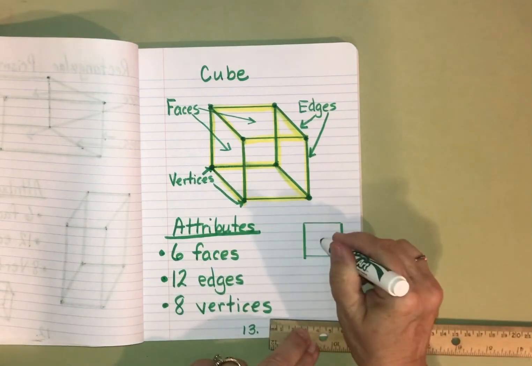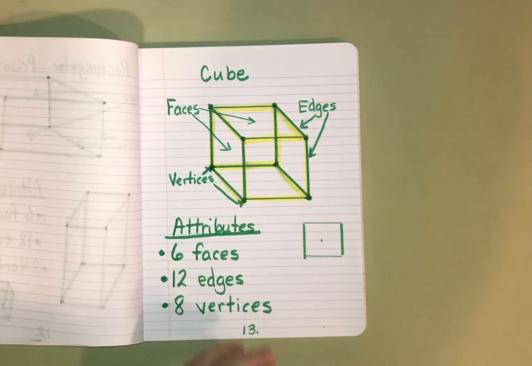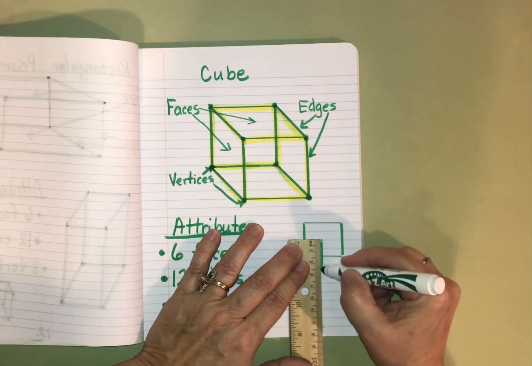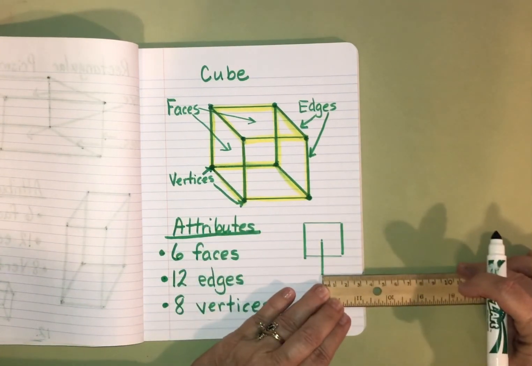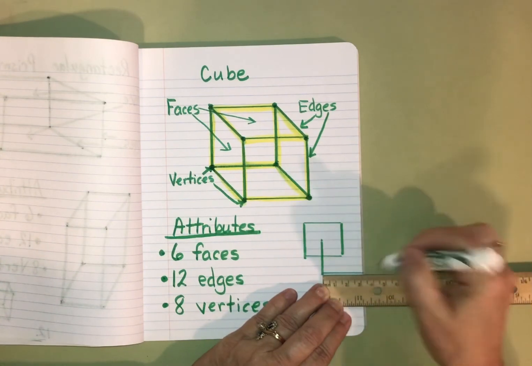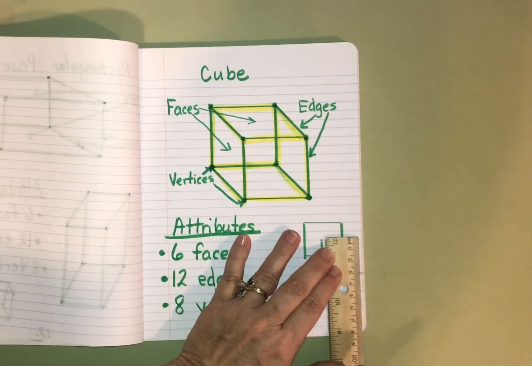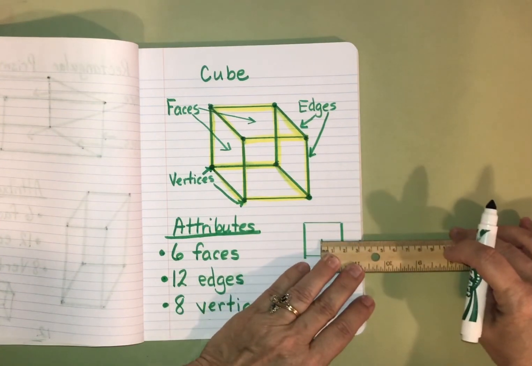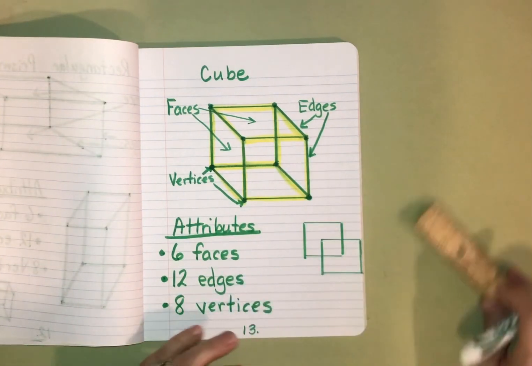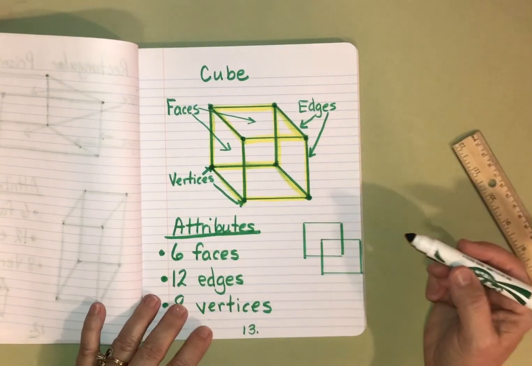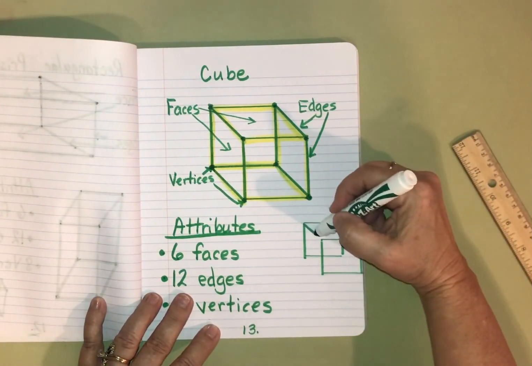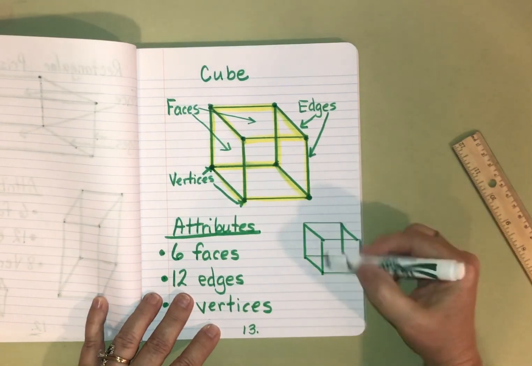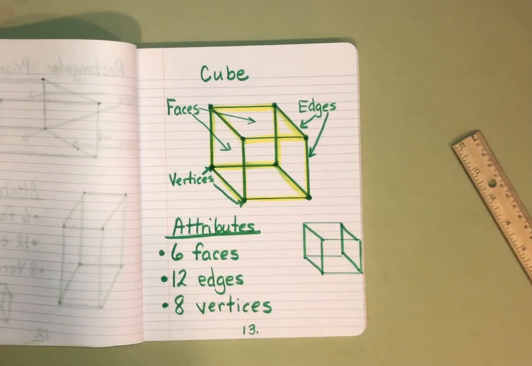And I start with that dot in the middle. 3 centimeters. 3 centimeters is going to take us right to the edge of the book. And 3 centimeters. So we've got 2 congruent squares, and then we just connect the vertices. And that's how you draw a cube. All right.